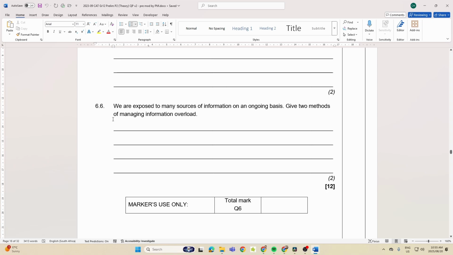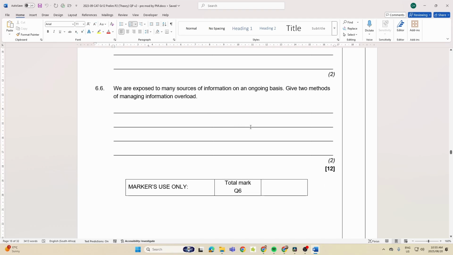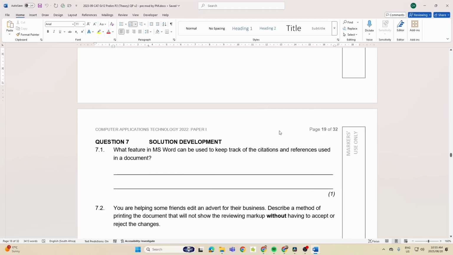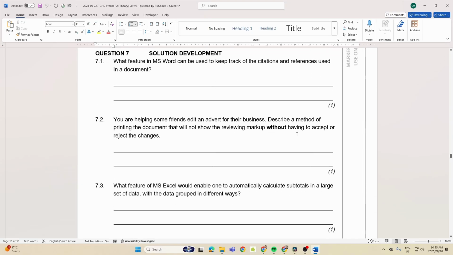Then give 2 methods of managing information overload. I mean, you can just prioritize the info, avoid multitasking. You can filter some of your information. You can ignore certain things as well. It's okay to ignore, right? No problem with that. Then solution development.